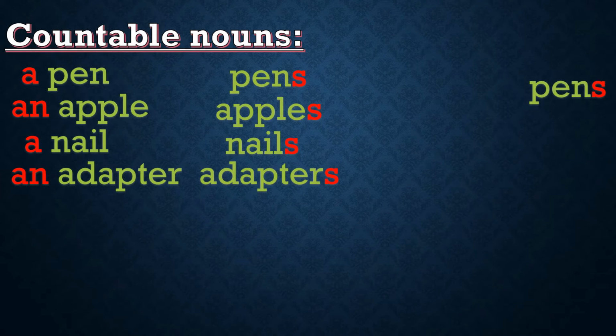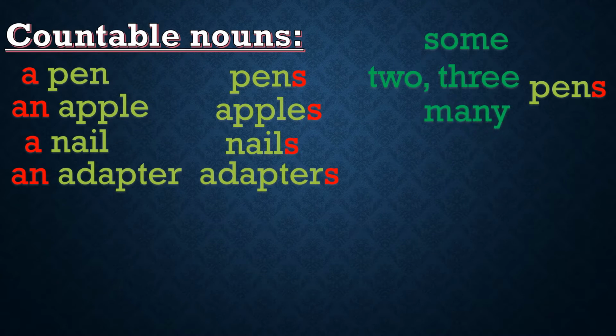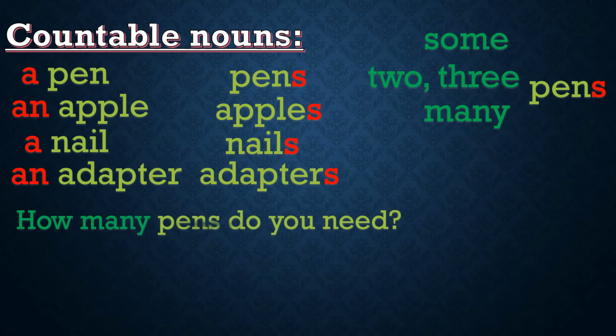Before pens, which is a plural word, we can use some pens, 2, 3, 4, and so on pens, so we can use a number before them. We can also say many pens. We can use these words in questions with how many. So we can say, for example, how many pens do you need?